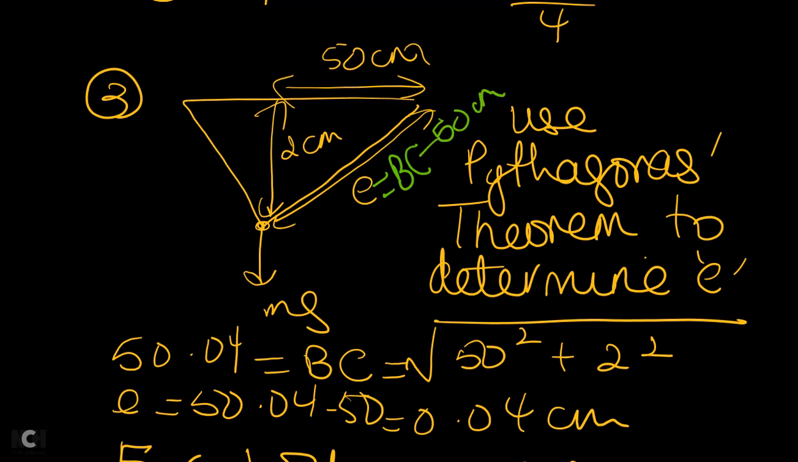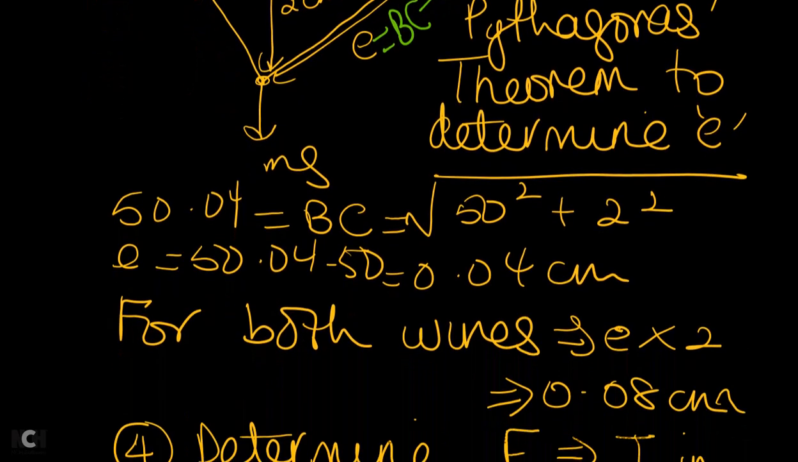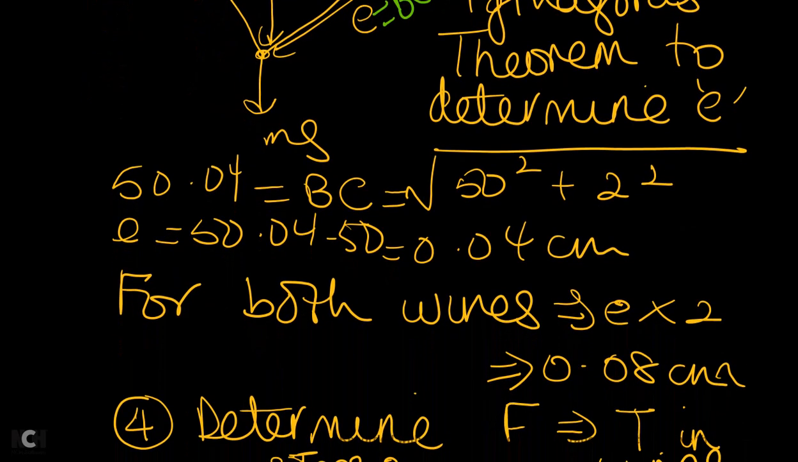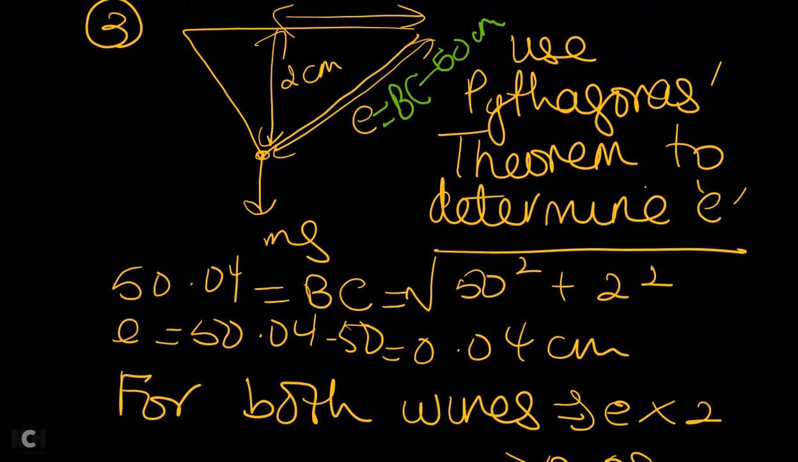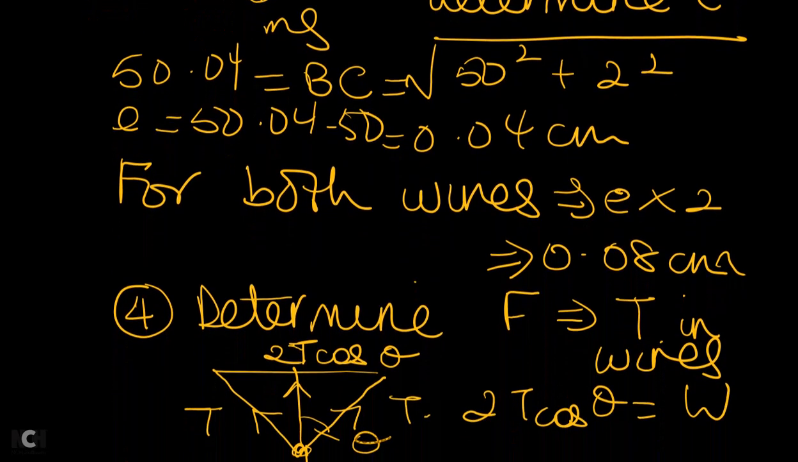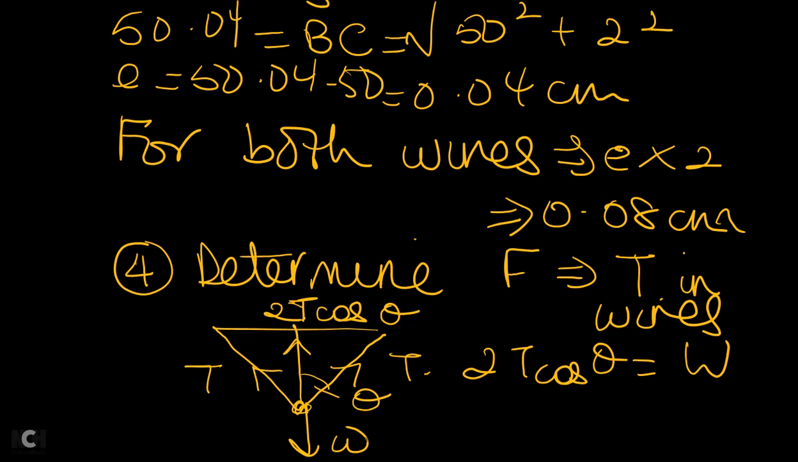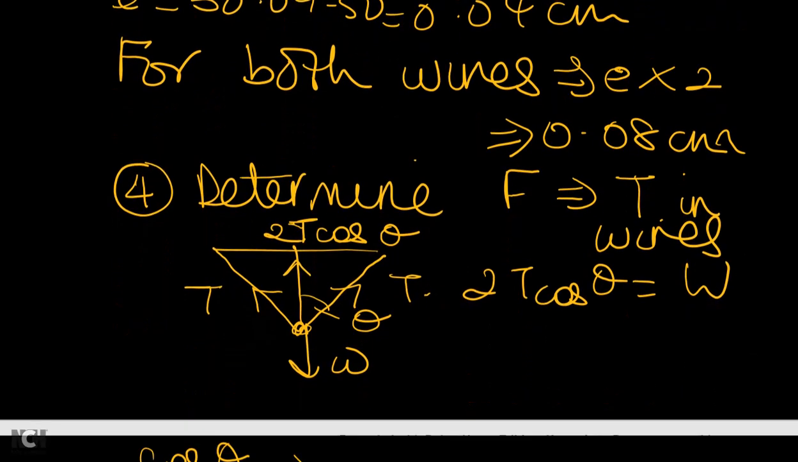Right? So when I worked it out by Pythagoras' theorem, I got 50.04. So the extension, right, upon the weight being loaded to the wire was 0.04 centimeters. Now, because I'm considering both sides of the wire, I have to double that. So then my extension became 0.08 centimeters. So I want to determine the tensional force, right?